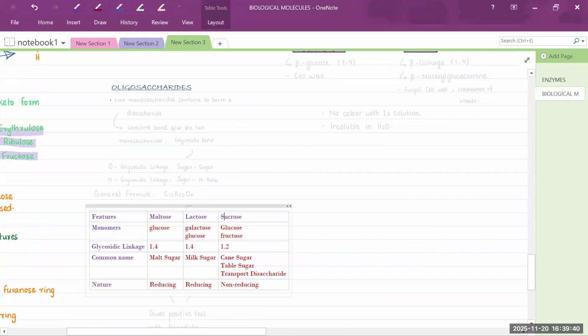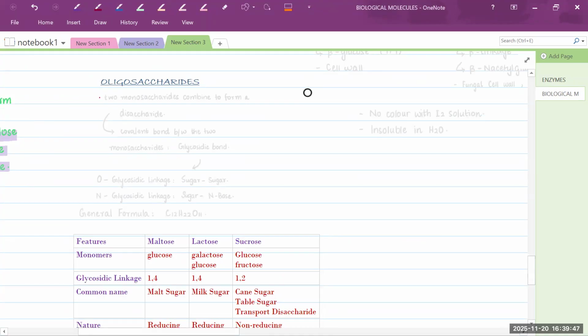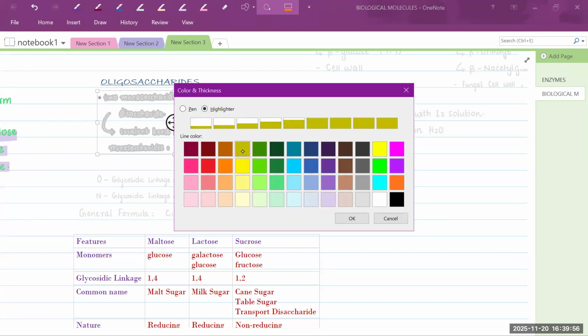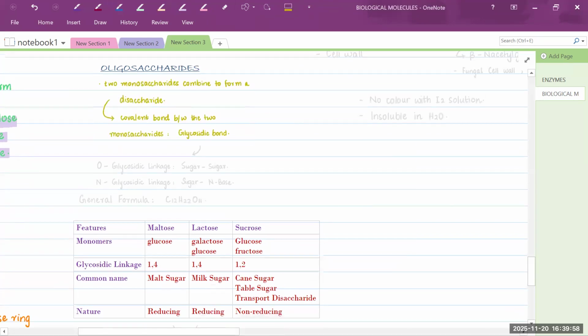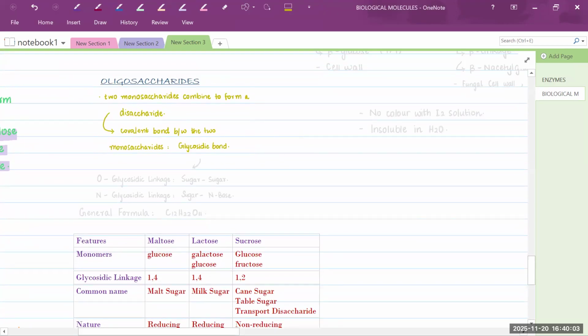Moving on to oligosaccharides. Usually when we talk about oligosaccharides, we talk about disaccharides, right? So what are disaccharides? Disaccharides are two monosaccharides combined together to form a disaccharide. We have a covalent bond between these two monosaccharides, and the covalent bond is known as a glycosidic bond. There are two types of glycosidic bond, or glycosidic linkages, as we can say.